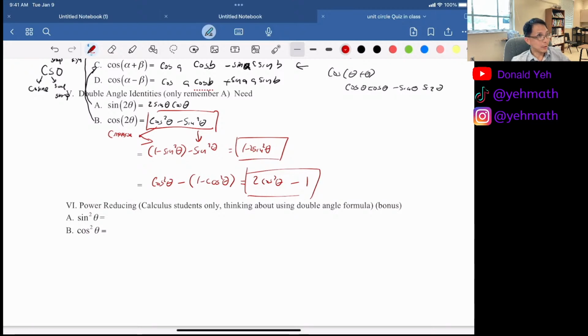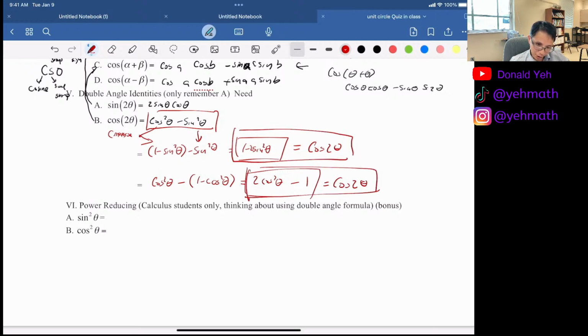There is a way to integrate sine square theta, but you have to convert the second degree to the first degree. It turns out you already have that tool, because cosine of 2 theta is here. This is the double angle identity. If I just solve for sine square, let's replace the cosine square and sine square. That's going to be 1 minus cosine of 2 theta is equal to 2 sine square theta.